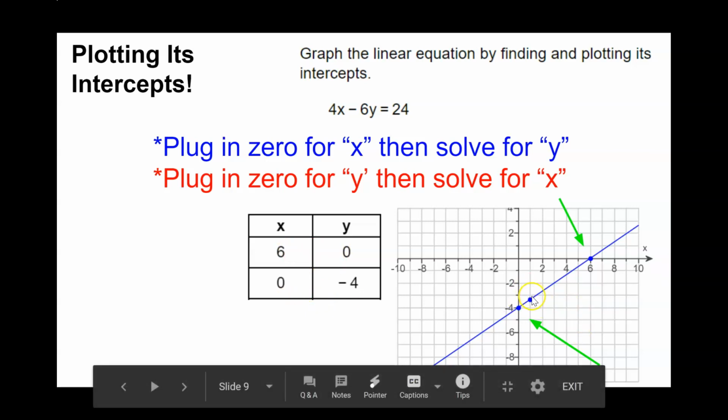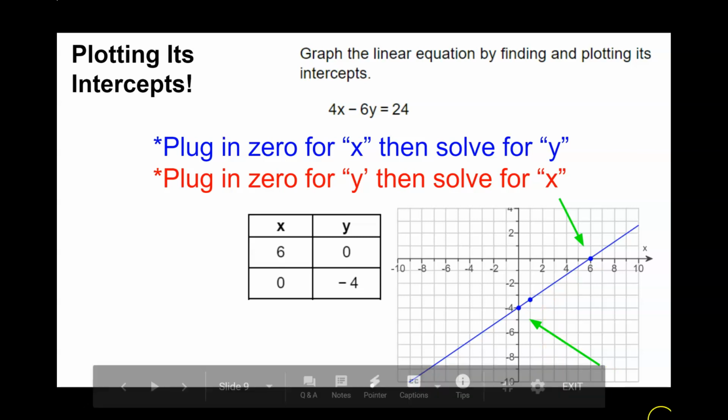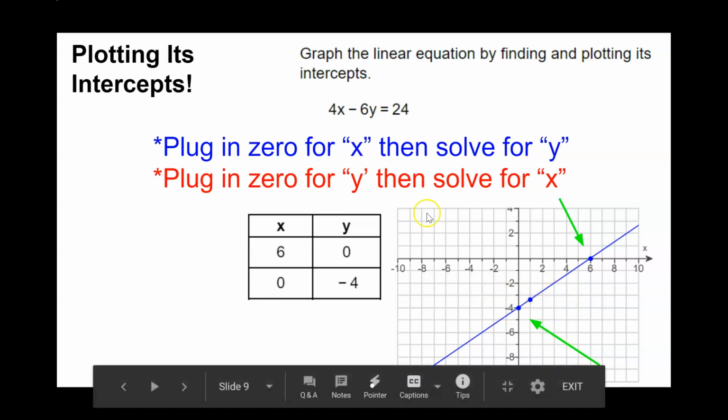If you happen to plot this one and this one, or this one and this one, yes, it's on the line, but the whole problem will be marked incorrect because you did not plot it using the intercepts. That's the only stressful thing in this section. Everything else should be pretty much the same. It's just making sure that you plot it on the x and y axis.